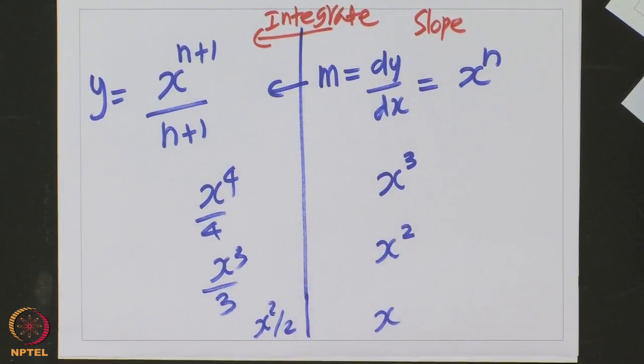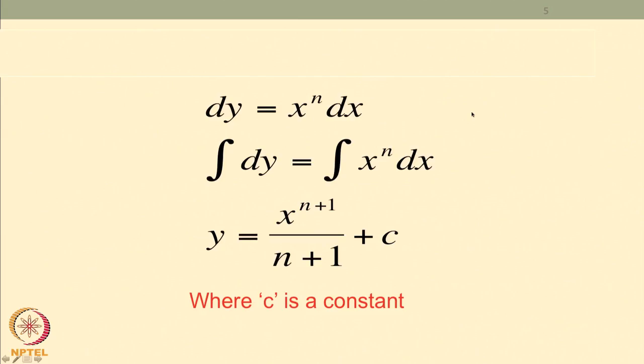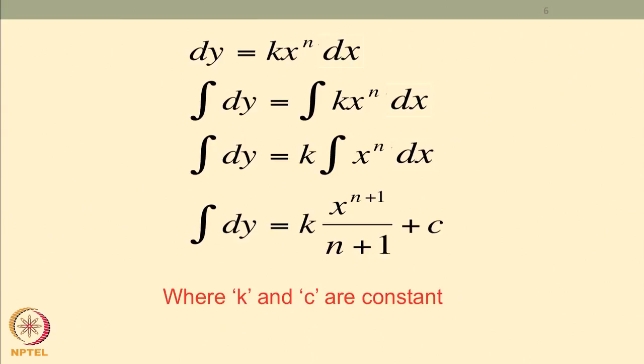So this is the first rule that all of us should remember if we want to quickly do the integral. If you want to remember a rule, this is the rule to remember. One of the rules to remember, that if dy by dx is x power n, then y is x power n plus 1 by n plus 1. So in other words, this can be done in different ways. Now we can think of a constant with x power n. So let us take, instead of x square, let us take 3x square.